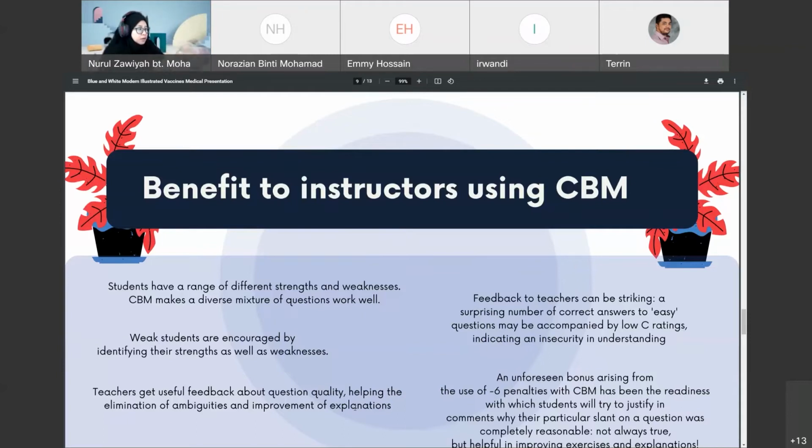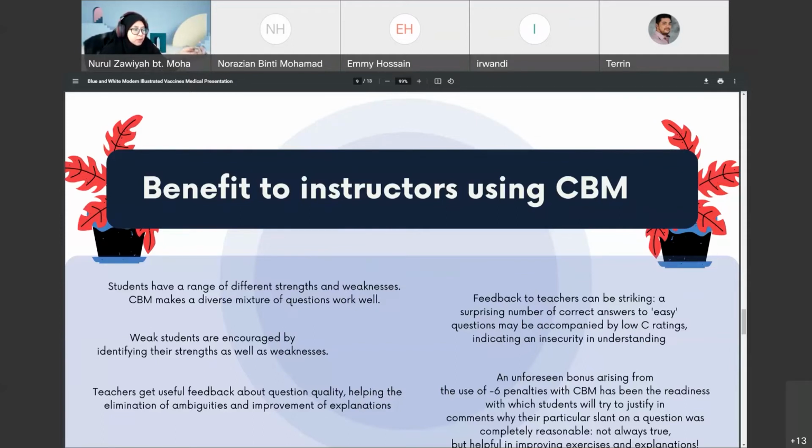Basically, this is a good place to start CBM. So feedback to teachers can be striking. A surprising number of correct answers to easy questions may be accompanied by low certainty ratings, C1, C2, which indicates insecurity in understanding. They probably know, but they're not really confident. So I think it helps us to actually encourage them: this is correct, please be confident in your understanding.